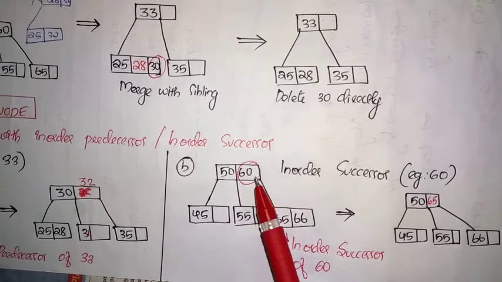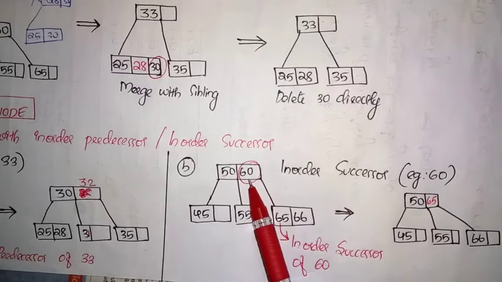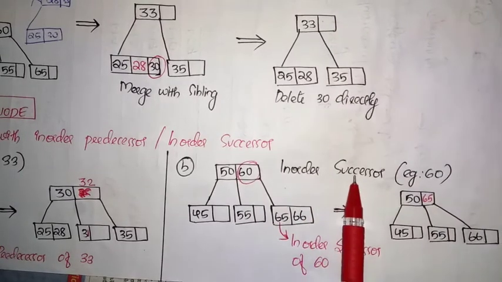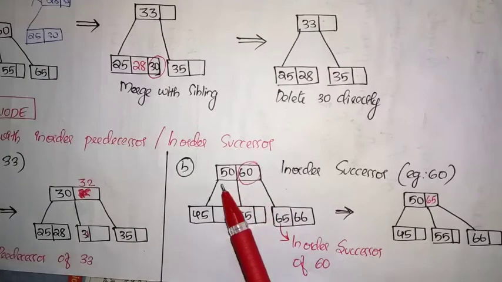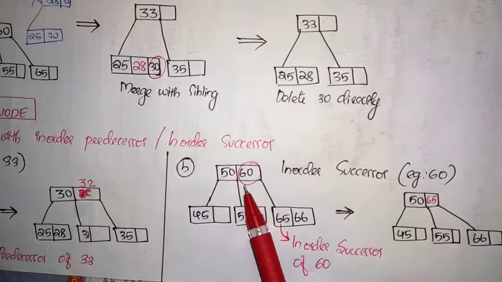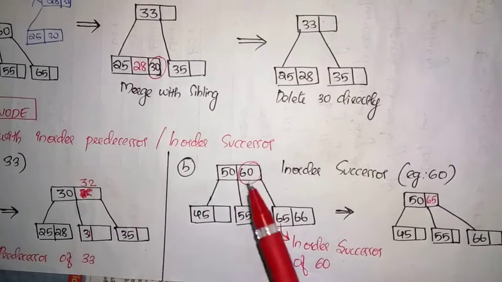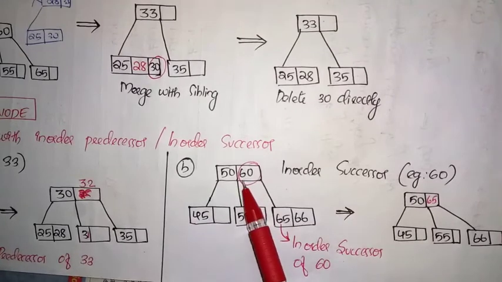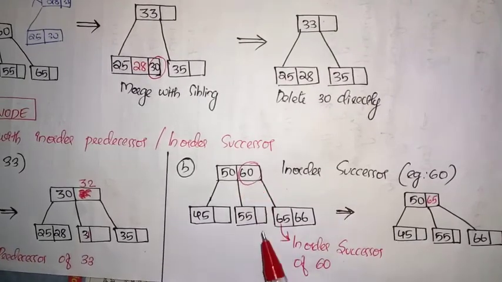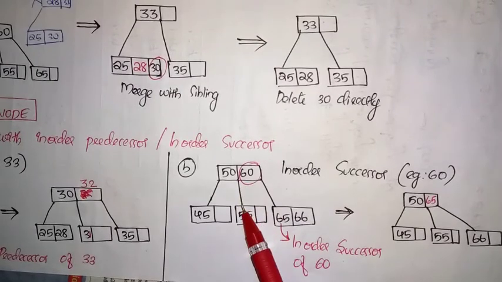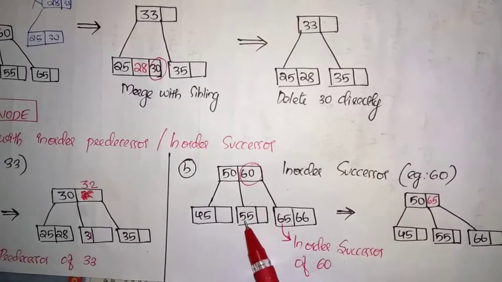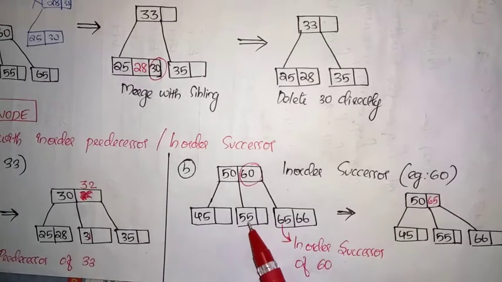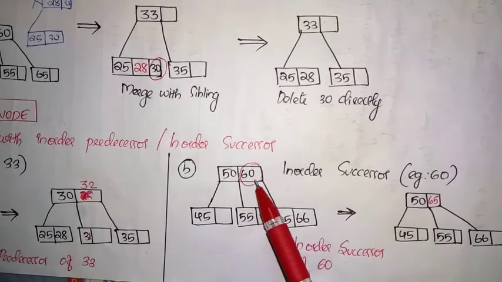Let's take an example wherein a key is removed by placing the in-order successor of the specific node. So here, suppose that in this particular tree, I have to delete this key 60. When I look into the in-order predecessor of 60, we know that in-order predecessor is the largest element in the left child. So this is the left child of this 60. In the left child, only a single element is present, that is 55. So here 55 is the in-order predecessor of 60.